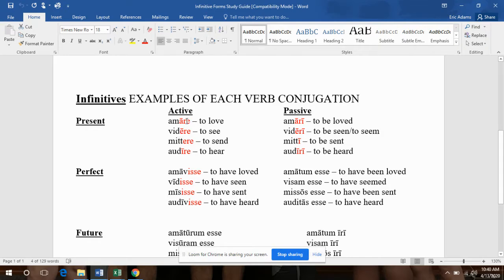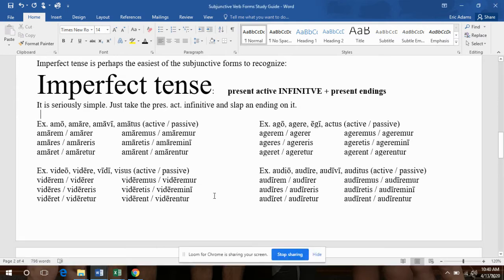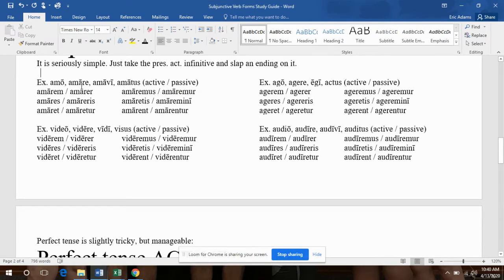m, s, t, mus, tis, nt if it is an imperfect active subjunctive, and r, ris, tur, mur, mini, and ntur, you put on these forms if it is a passive imperfect subjunctive. So again, I give you examples of each of these. Amare turned into amarem, amares, amaret, and for the passive amarer, amareris, amaretur. Again, it's nothing more than the infinitive with the ending m, s, t, and over here mus, tis, nt, and then the same thing for the passive. And I've done this for all of them.